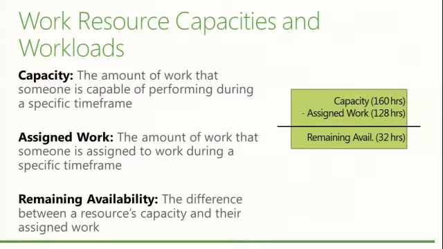Here's an example where we're looking at a month time frame. For any given resource, maybe their capacity for that month would be 160 hours. Then we take that resource and assign them to 128 hours of work during that month. That means they have 32 hours of remaining availability. We can give them 32 more hours of work before we hit their capacity line.